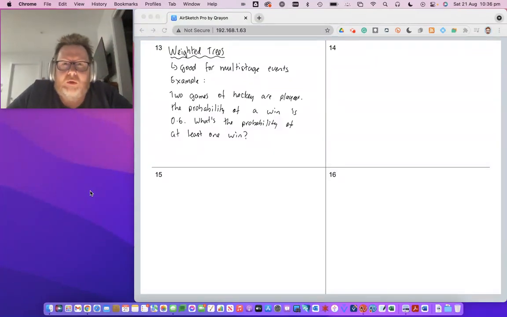And in this instance, we're given the calculations already, so it's not too bad. So 2 games of hockey are played. The probability of a win is 0.6. What's the probability of at least one win?